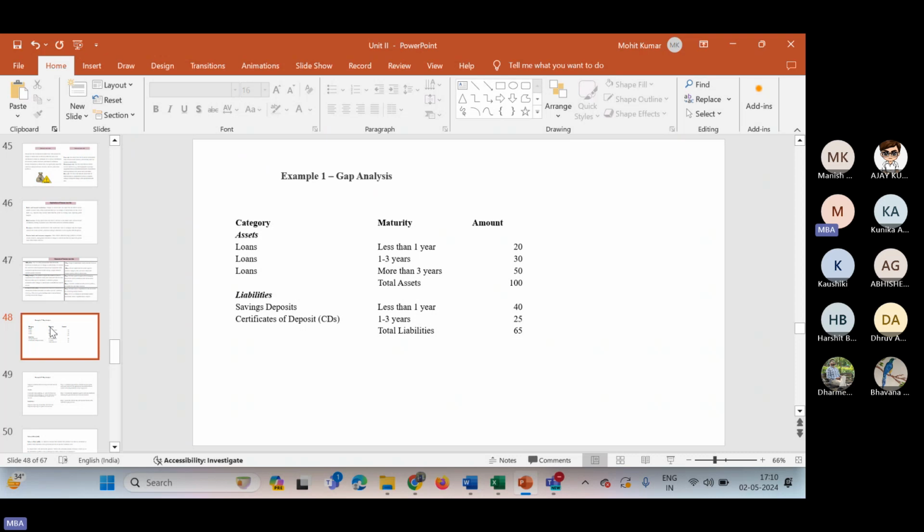So, where I told that if total assets are higher, it means the bank is in a profitable situation in case interest goes up, but in case interest goes down, the reverse would be the case.